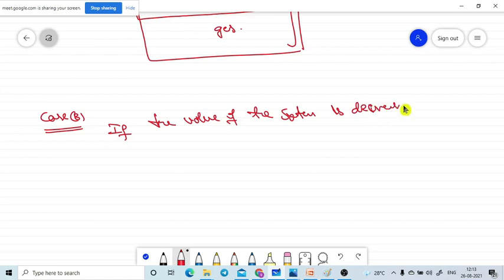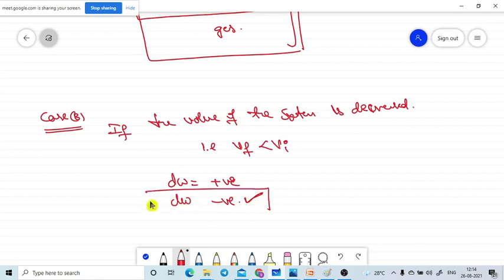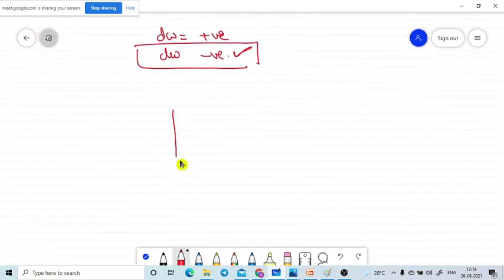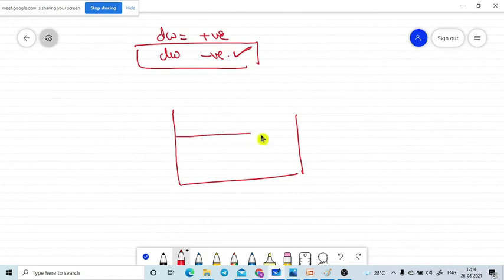what does it mean, sir? It means Vf is lesser than Vi, so the final value is smaller than the initial value. Is the external work done positive or negative? Negative. The external work done is negative. It means the piston is moved inward, the piston moves inside.